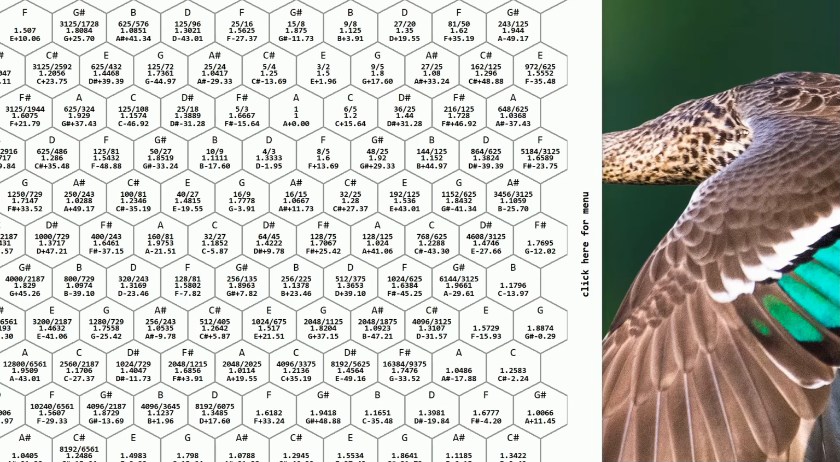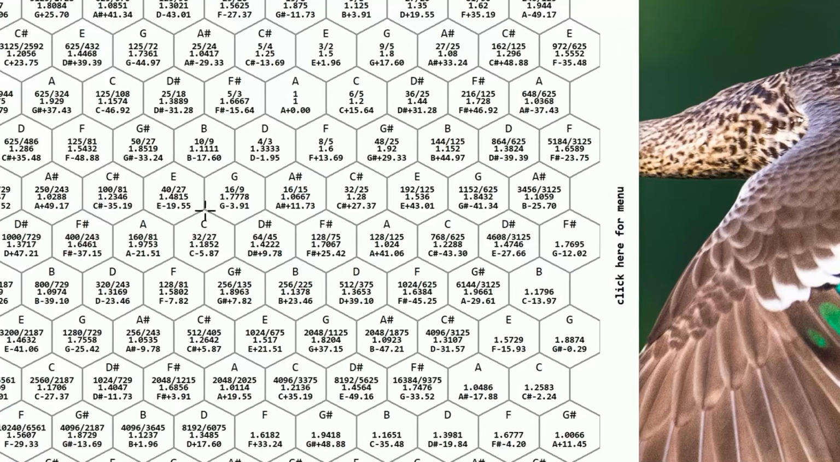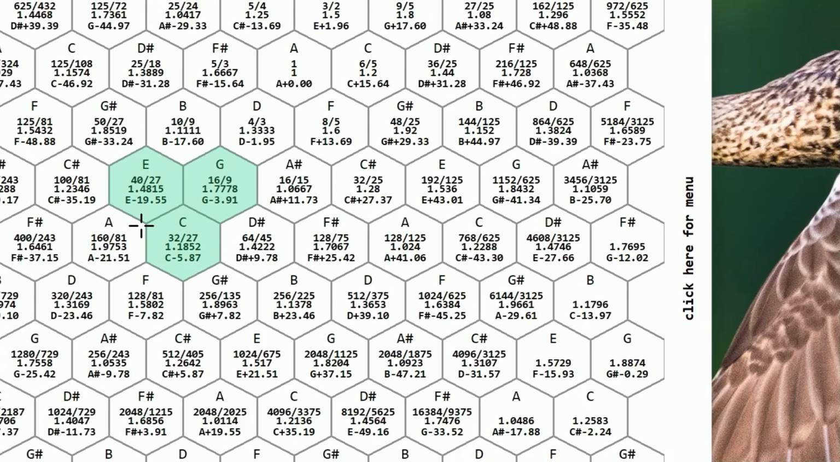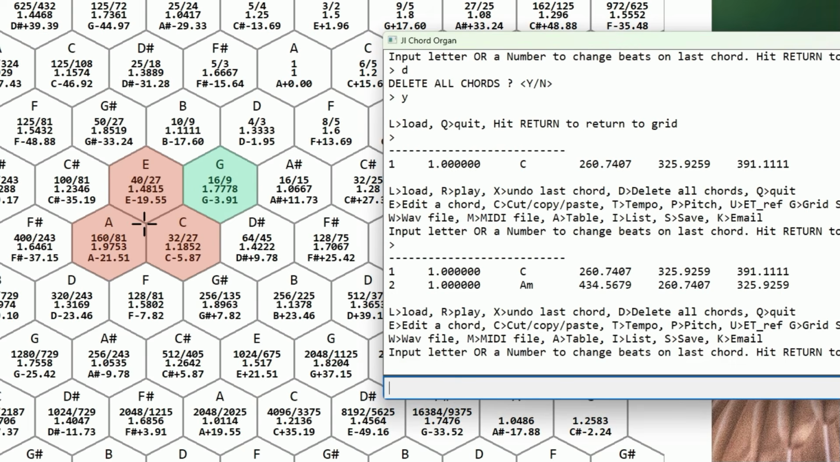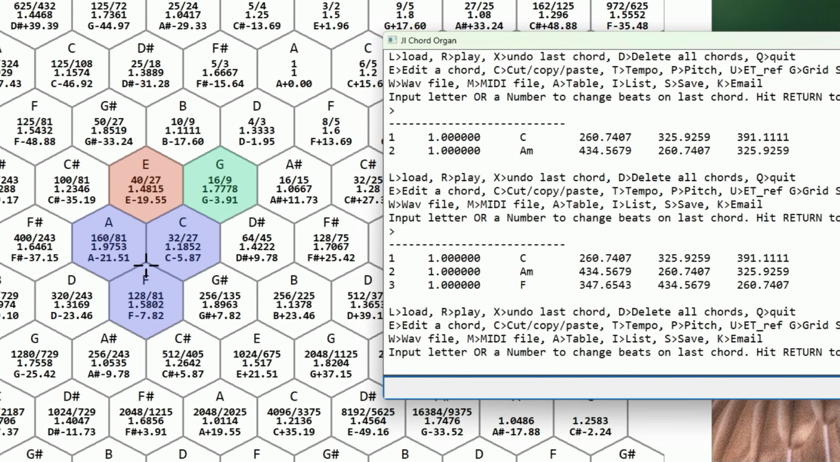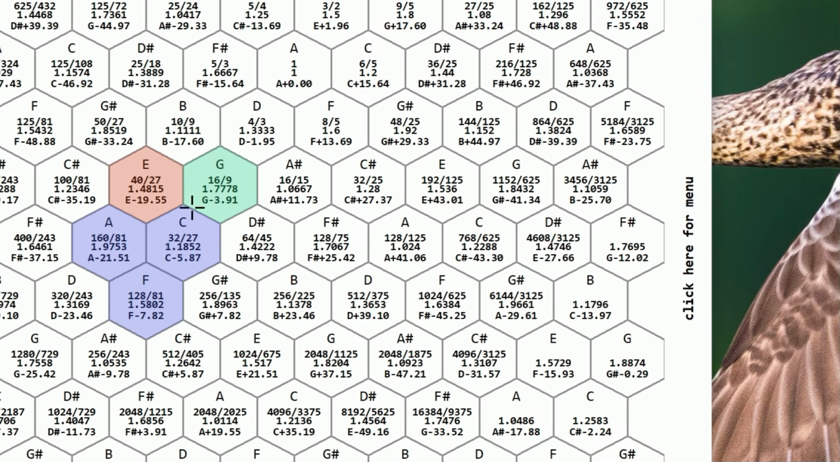So for major chords, you click on the 12 o'clock position of the root note, and minor chords, you click on the 2 o'clock position. So let's make this a C, A minor, F, and G progression. And the program alternates between the hexagonal grid and the menu. And when you're in the menu, you can just hit return to keep going. Okay, let's hit the G.